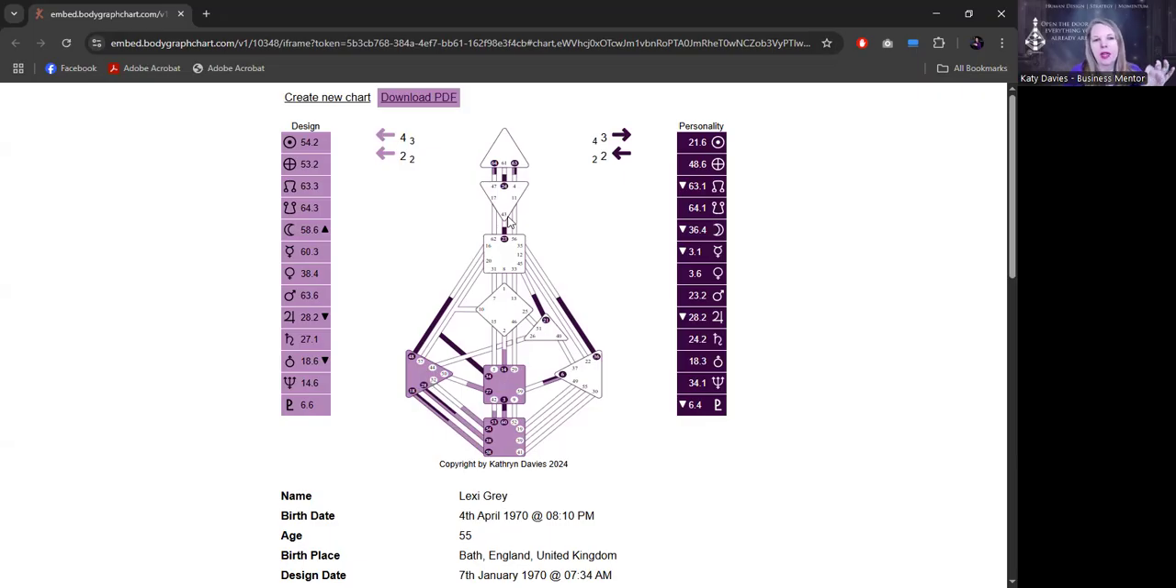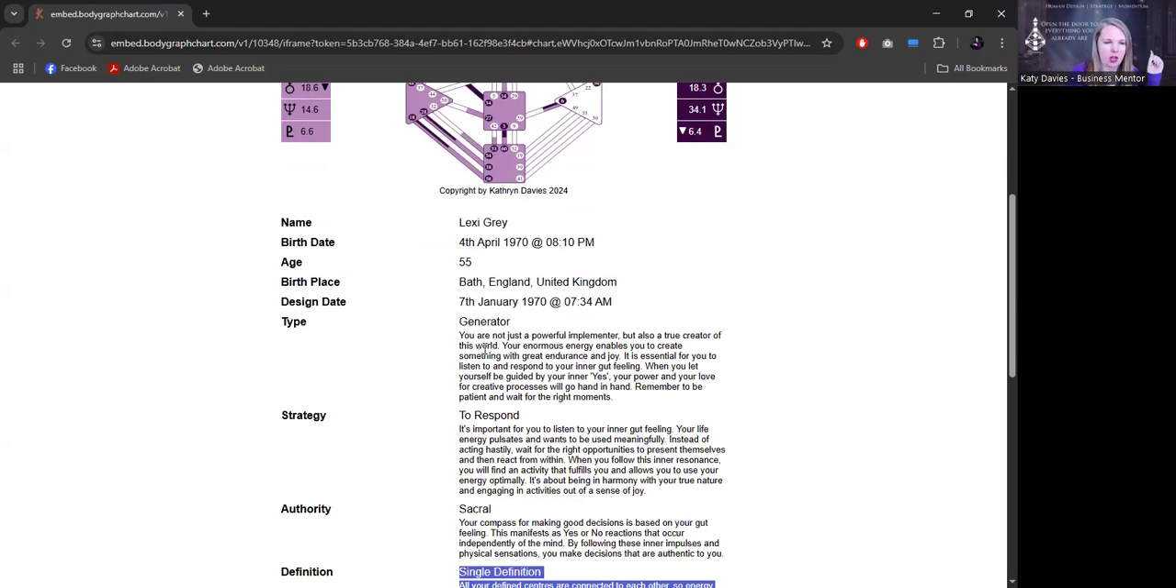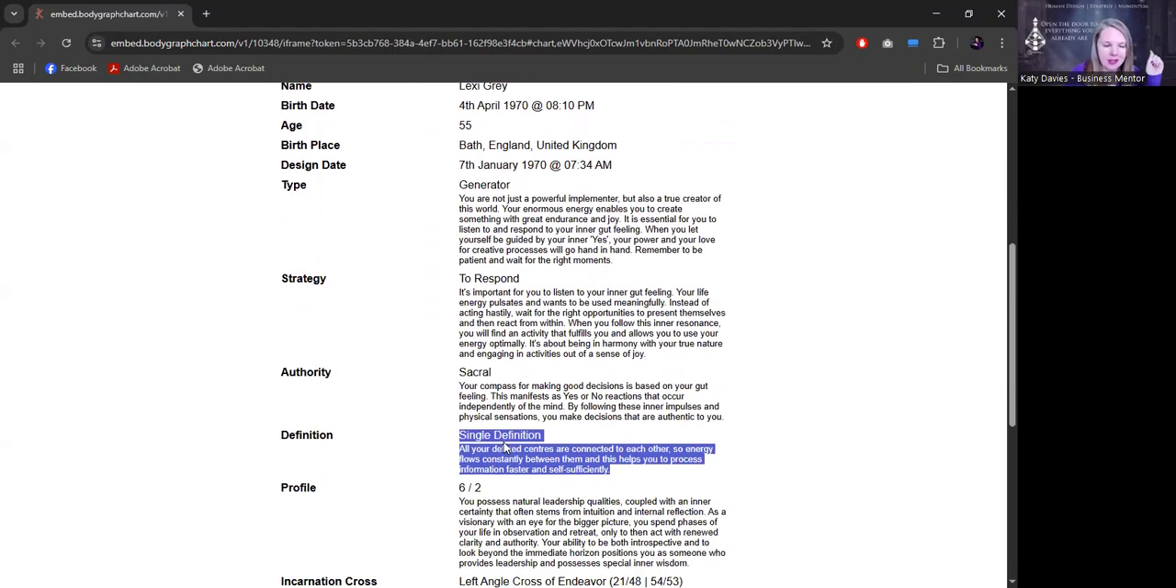Now, if you were to have these two up here defined, the energy would flow between these two, but they wouldn't be connected to these three down here. And so these three will be having a little conversation with each other. And these two will be having a little conversation with each other. And so if you have that in your chart, where it says single definition, instead it will say split definition.